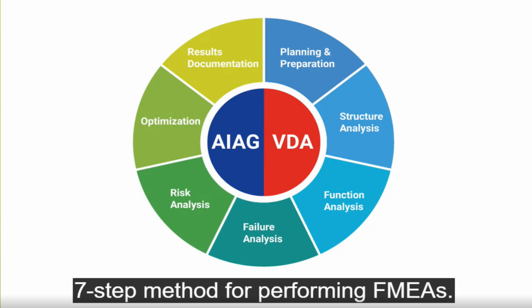As I said, one of the key changes is the 7-step process. These 7 steps are planning and preparation, structure analysis, function analysis, failure analysis, then risk analysis, optimization, and the last is result documentation. The main objective is to see this new FMEA in a very structured approach, and once we see the linkage between step 1 to step 6, it becomes very easy to understand everything.